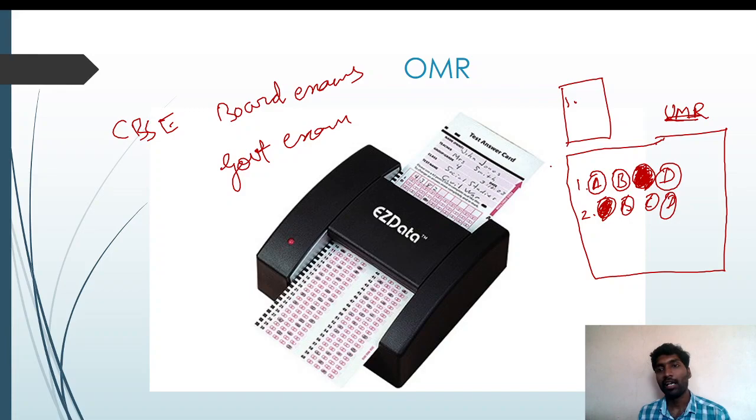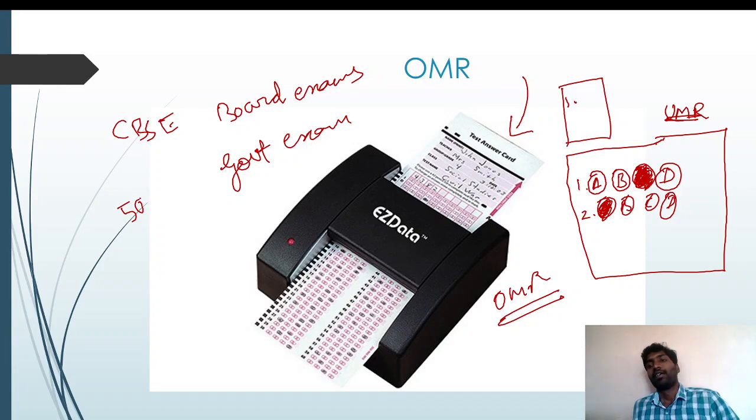This sheet we have to put in where? In this machine, the OMR machine. Now what will happen if 50 questions are there? Okay, 50 questions. For example, in the first question option B is correct, but you shaded C, so this is wrong. If you shaded A and A is correct, then it is correct.